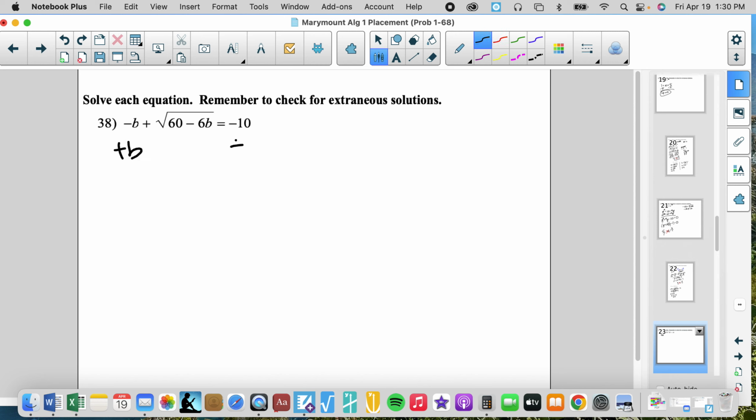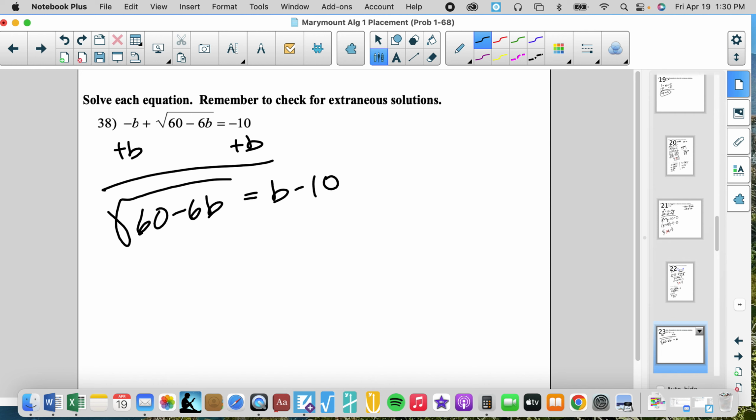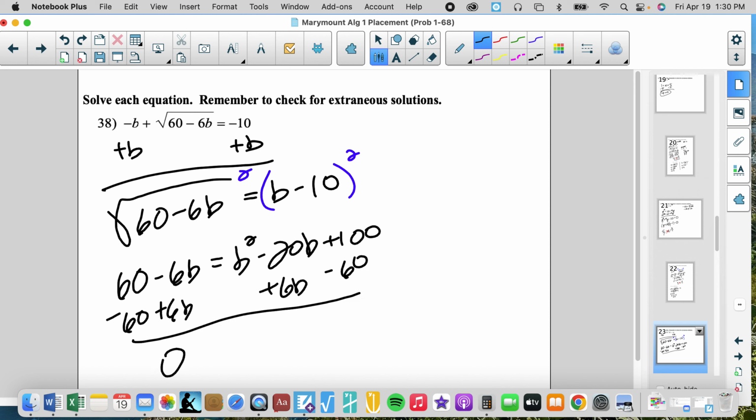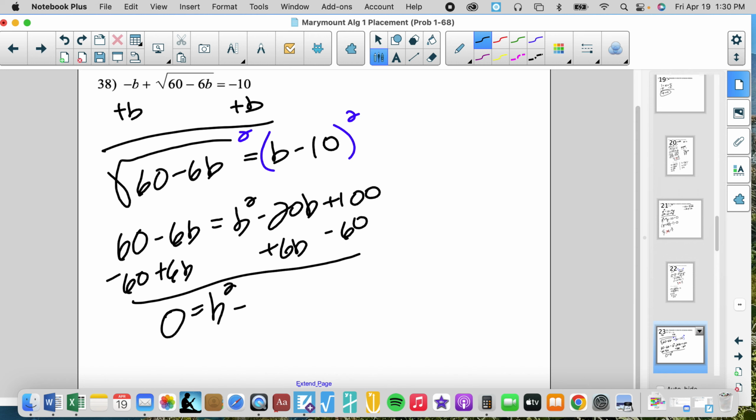Let's add b to both sides. Looks very similar to the problem we just did. Equals b minus 10. Let's square both of them. When we square, that's a quantity. That's 60 minus 6b equals b squared minus 20b plus 100 minus 60 plus 6b. Again, I'm still not using the quadratic formula. I can do this. I mean, these aren't crazy numbers.